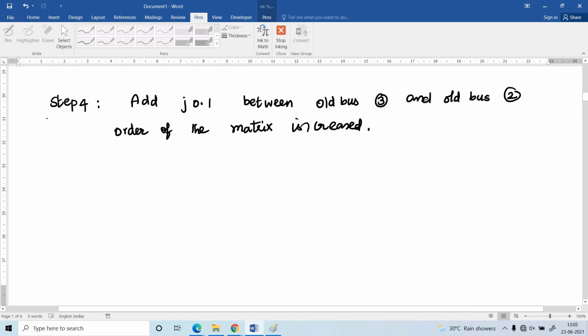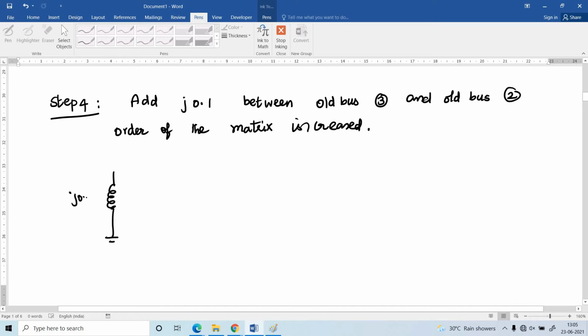The reason is, no new branches are connected here. All the branches are old branches only. So the order of the matrix is not increased. We have obtained the same order, that is 3 cross 3 only. So I have to redraw the diagram.